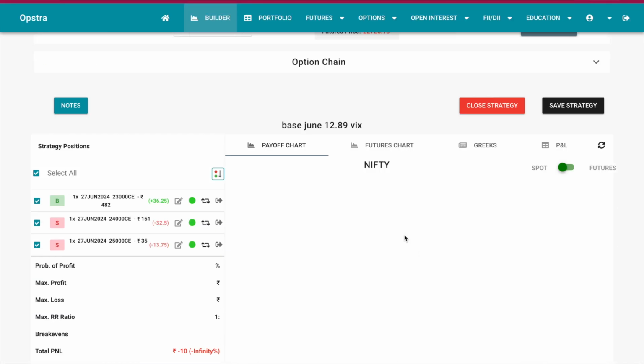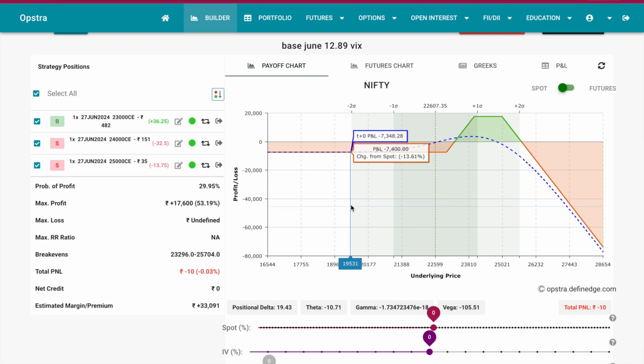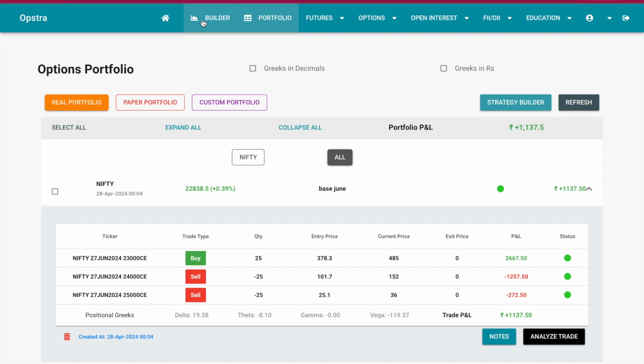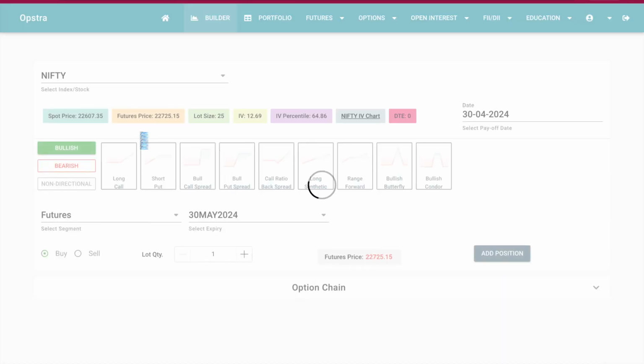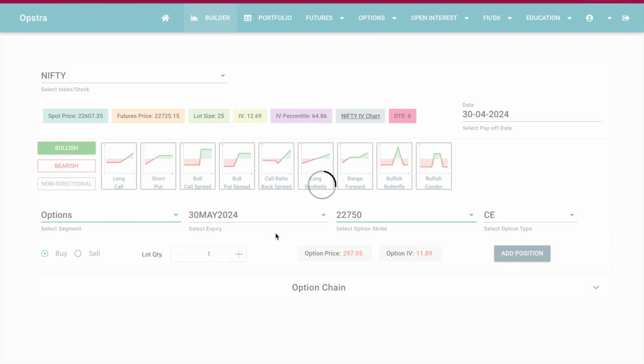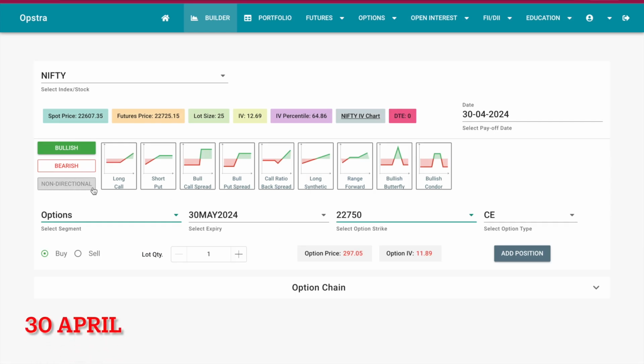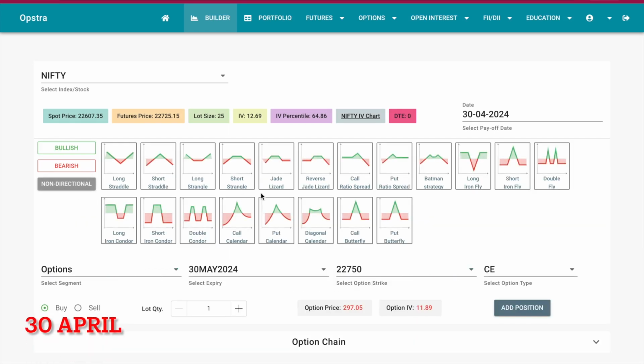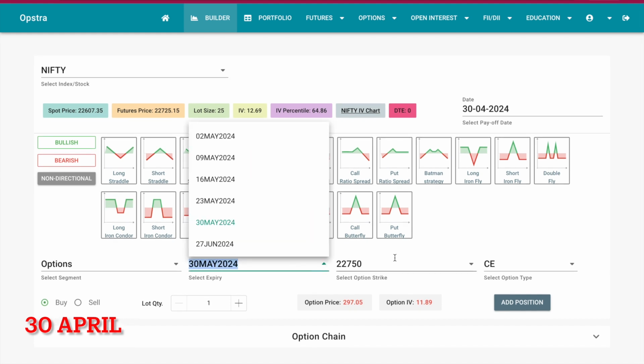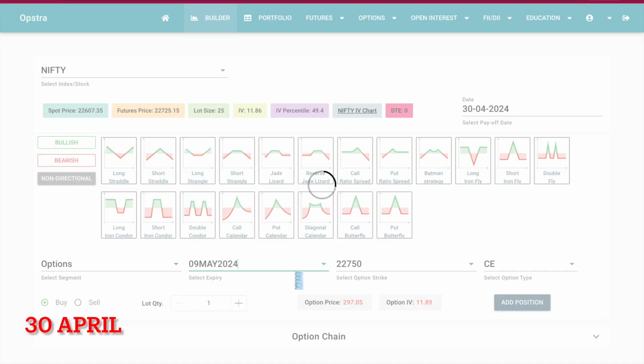Now in the reference trade, we'll actually start selling beyond 2 sigma in the weekly. Here we'll go to builder, and we go for options, and we go for non-directional. In non-directional, we directly start selling the jade lizard. So we'll do the jade lizard in the weekly. Okay, so here is the strategy. If the market goes down, we'll get good profit. So on May 9th we'll do the jade lizard.